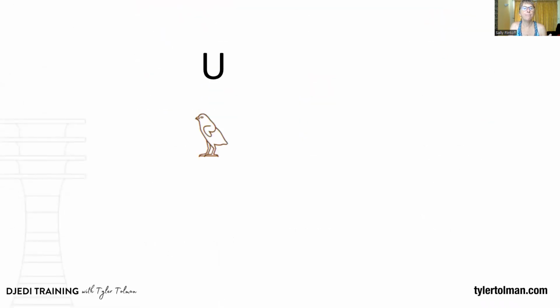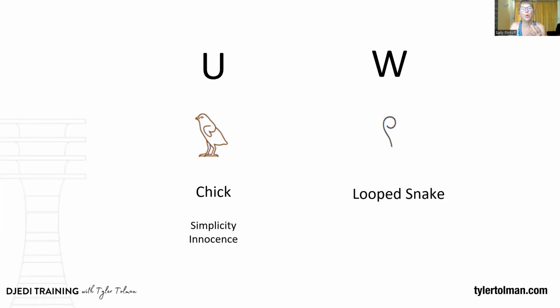U is represented by this baby quail chick. It's brown, and it represents simplicity and innocence. Very easy to see that correlation there between the hieroglyph and its meaning. W is represented by this black squiggle, which is actually a looped snake. So it's a snake that is looped, and so it's currently dormant, but it's getting ready to spring. So it represents, again, this hidden energy waiting. It's lying dormant, but it's there ready to spring forth.